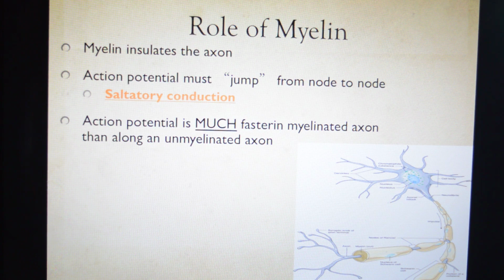And the role of myelin during an action potential. Myelin covers the axons and insulates them, and the action potential must jump from node to node. This is known as saltatory conduction, and action potential is much faster in a myelinated axon than in a long unmyelinated axon.